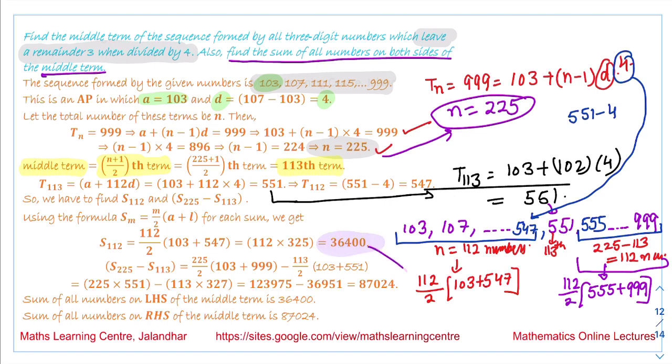When you solve these values, the answer for this term is 36400, and the answer for this term is 87024. So these are the sum of the numbers on the left hand side of the middle term and the sum of all the numbers on the right hand side of the middle term.